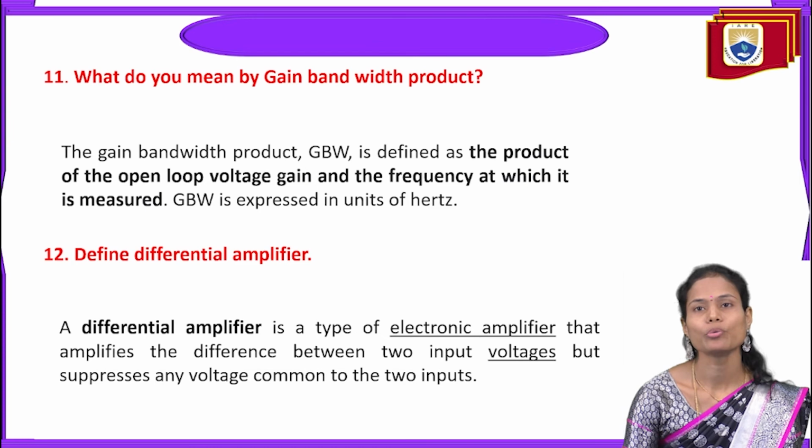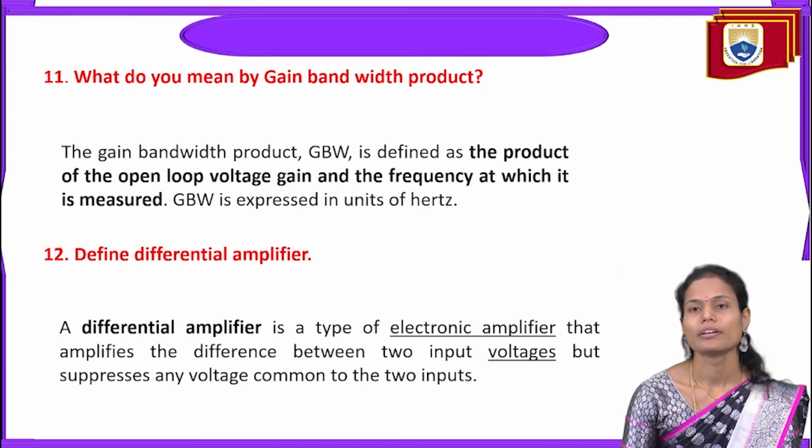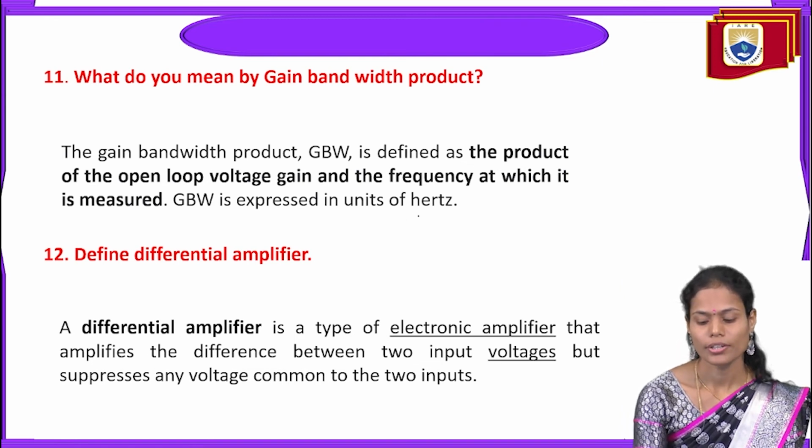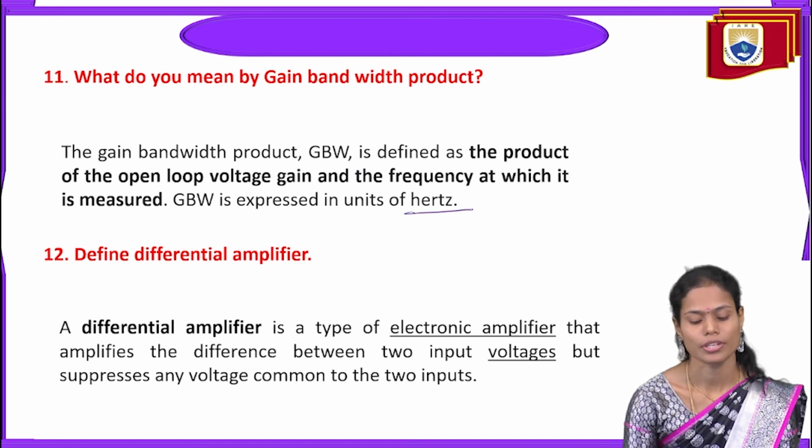And next, what do you mean by gain bandwidth product? Here, gain bandwidth product is the product of the gain as well as the frequency at which a particular point is measured. So we indicate it in the form of hertz here.